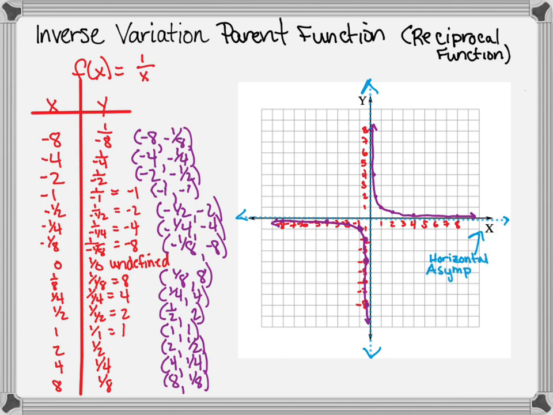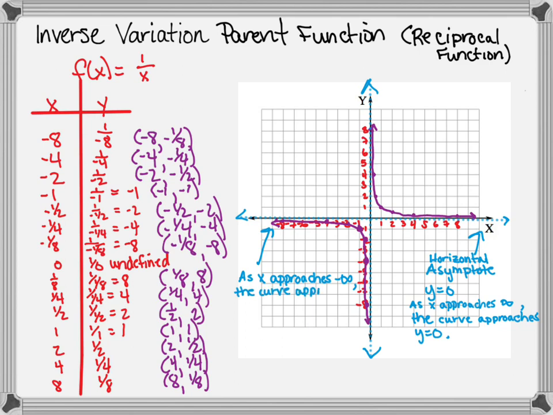And so here on the x-axis, we have a horizontal asymptote. The equation of our horizontal asymptote is y equals 0, which is the equation of the x-axis. And as x approaches infinity, we see that the curve approaches y equals 0, but it never actually gets there. And over here, as x approaches negative infinity, the curve also approaches y equals 0.